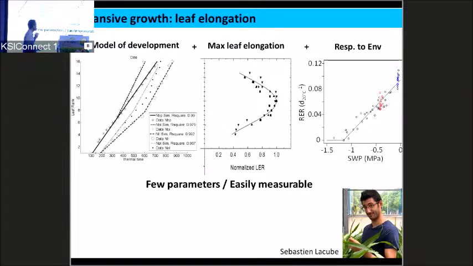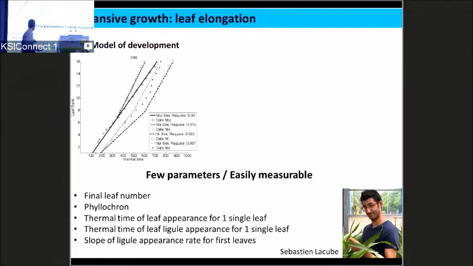So the idea for all of these models is to have a really low number of parameters, and these parameters have to be easily measurable in our phenotyping platform or in the field. For the model of development, for example, we now have this model valid for many hybrids with only 5 parameters, like the final leaf number, the phyllochron, and some thermal times for one or a few leaves for the leaf appearance and appearance of the ligule.